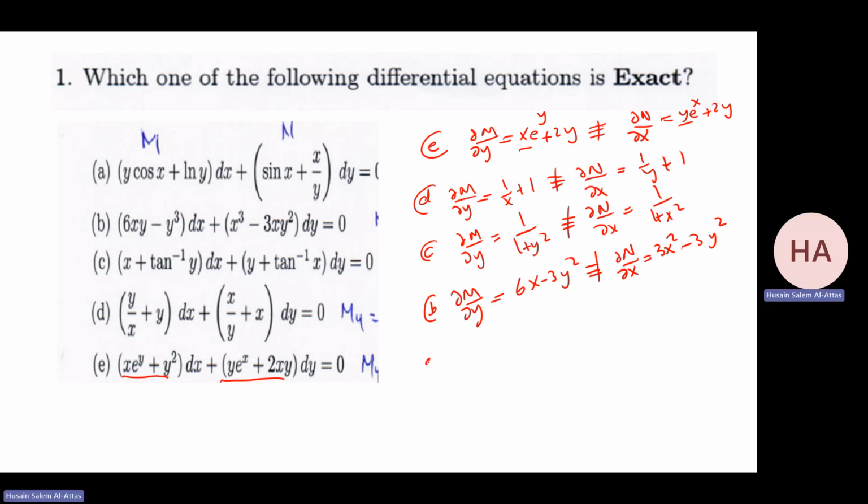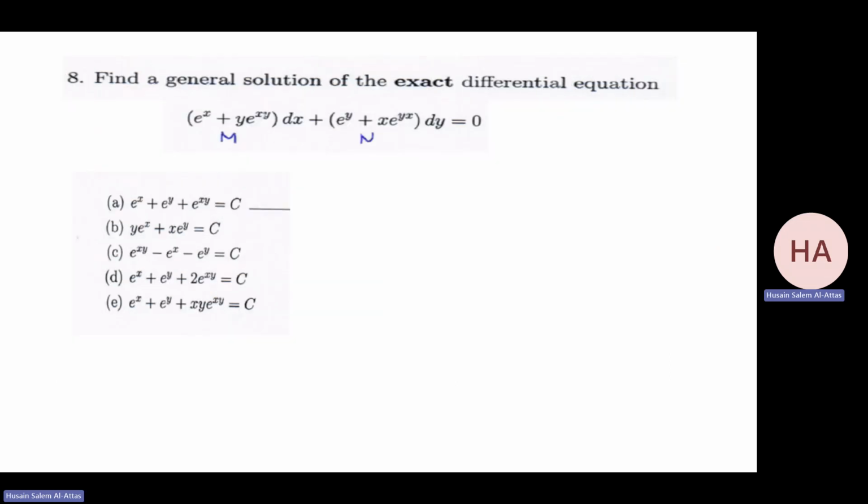Okay. A, which is the correct answer. Partial m with partial y will be cosine x plus 1 over y. Partial n with partial x will be cosine x plus 1 over y. Well, they are the same. So this is the one, the correct one.